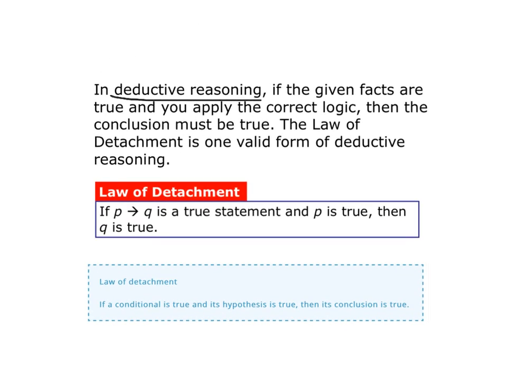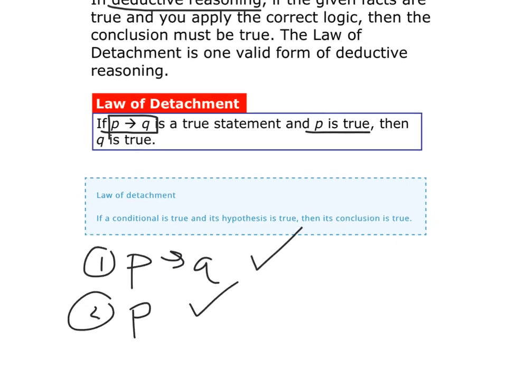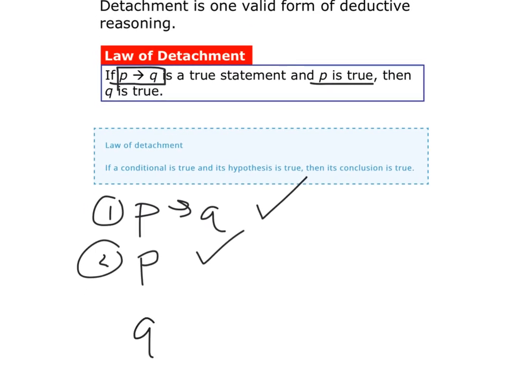In deductive reasoning, if the given facts are true and you apply the correct logic, then the conclusion must be true. The law of detachment is one valid form of deductive reasoning. So the law of detachment states that if P then Q is true and P is true, then Q is true. So we have one, if P then Q is a true statement, and two, if P is true, therefore Q must be true. So this is the law of detachment.